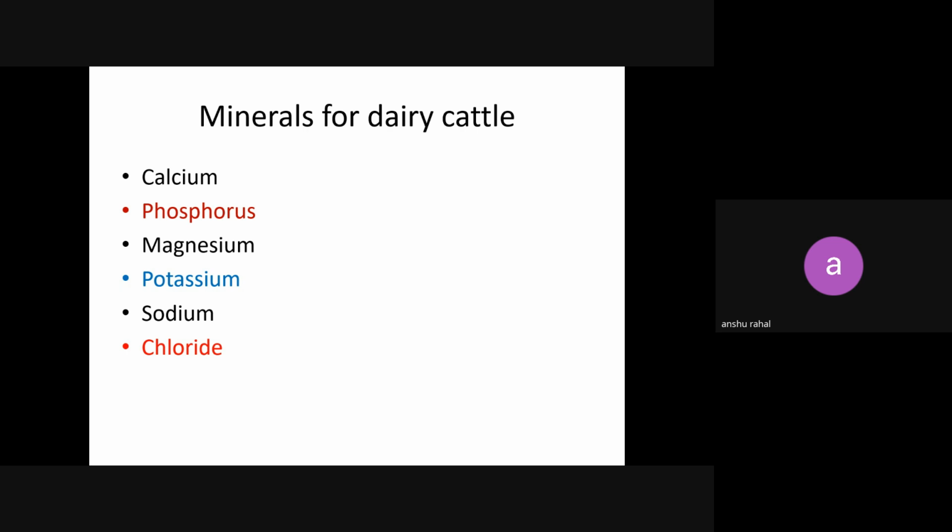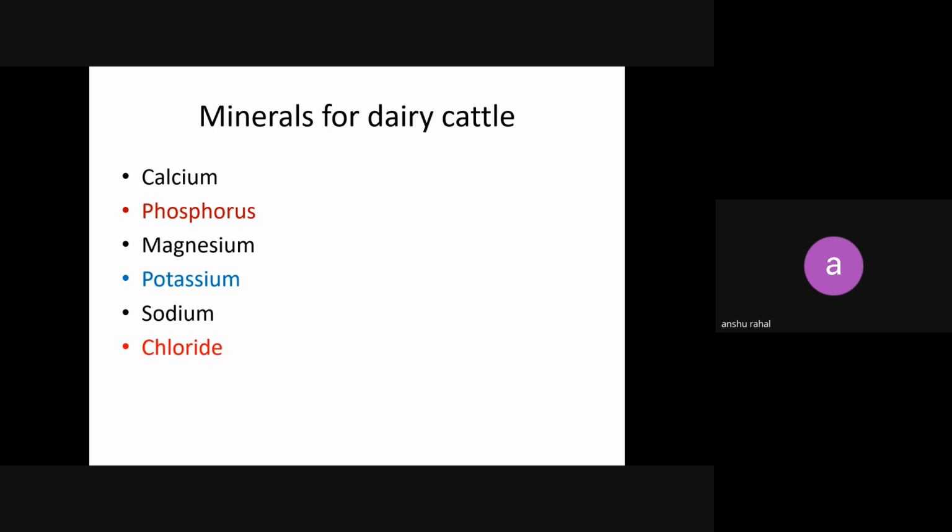Then mineral contents also have a very important role in dairy cattle, like calcium. It is mainly needed for the production of milk and also for the growth of the bones and teeth. Then phosphorus, I already told you. The major symptom of calcium deficiency is that the animal starts licking the wall of the housing shed, and if the animal has phosphorus deficiency, the normal deficiency is seen as pica. In this, the animal tries to eat whatever is in front of it.